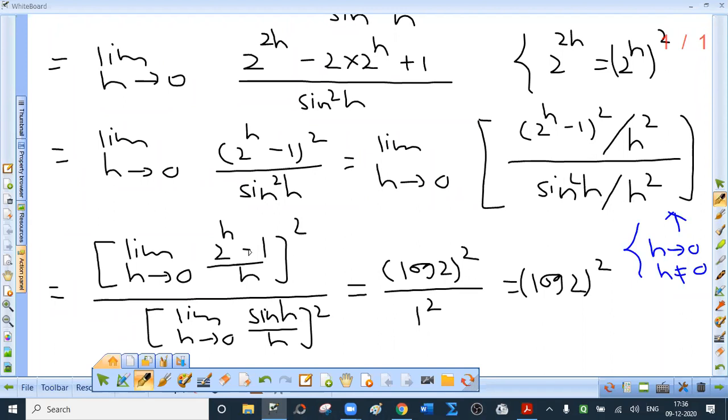Limit of square is square of limit. This is a standard limit. Its value is log 2. So (log 2) square upon, this is a standard trigonometric limit. Its value is 1. So 1 square. This is the final answer.